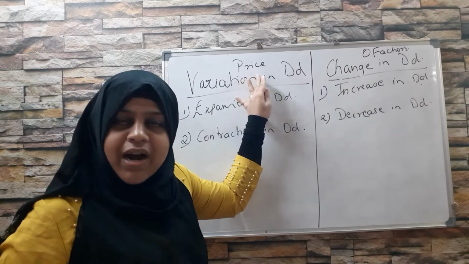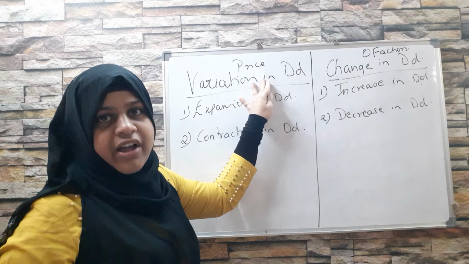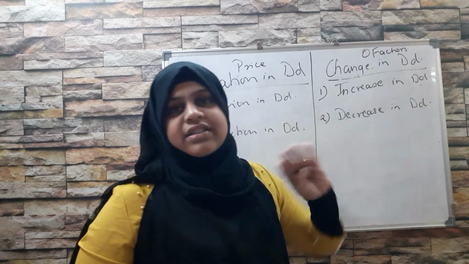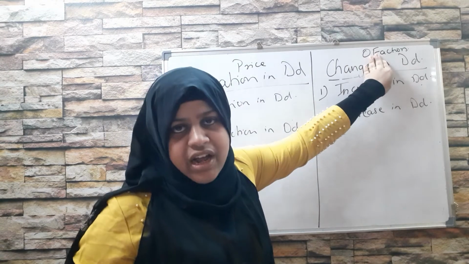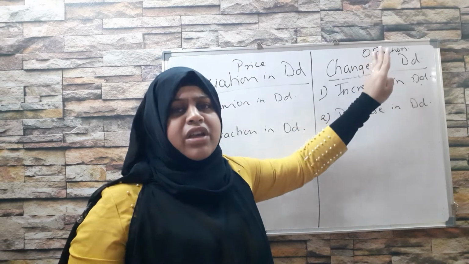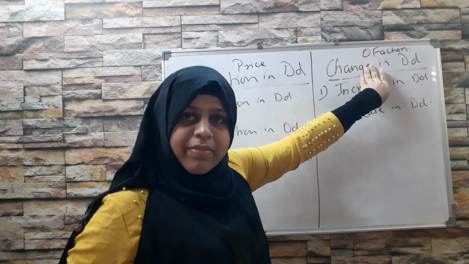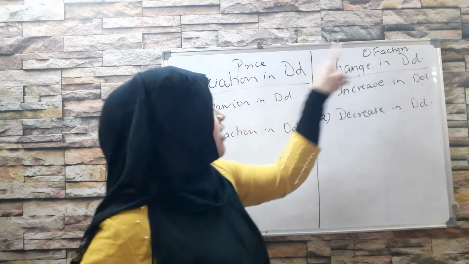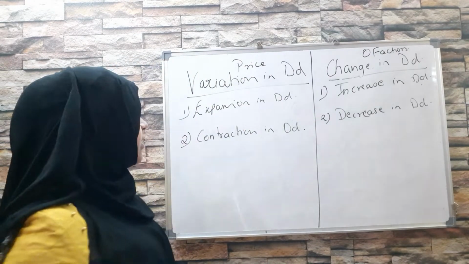यहाँ पर जो डिमांड बदल रहा है वो प्राइस के बदलने की वजह से बदल रहा है, और यहाँ पर जो डिमांड बदल रहा है वो अदर फैक्टर्स की वजह से बदल रहा है. The other factors could be anything: your income, it could be the government taxation policies, it could be the change in population. So here also the demand is changing, but the reason is the other factors, and here the reason is the price. I hope I am clear.